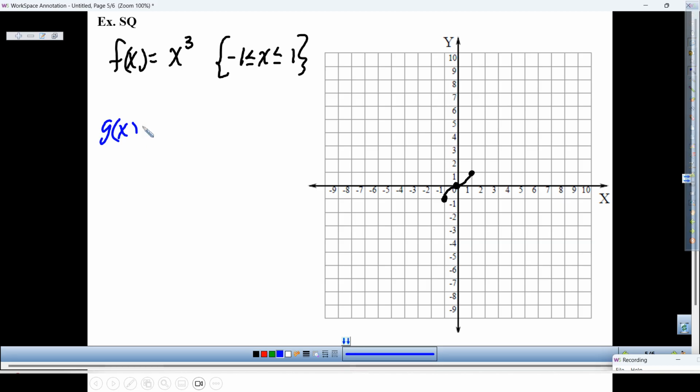G of x equals parentheses x blank cubed blank. I want you to move this little piece. I want you to move it 6 to the right and 4 down. All right. Tell your neighbor what to write for your transformation before you move it. 6 to the right, 4 down.